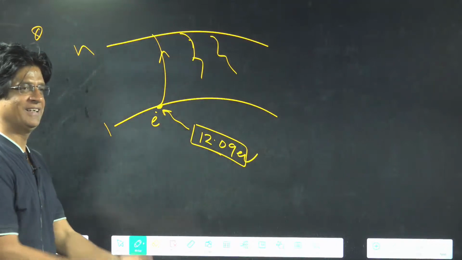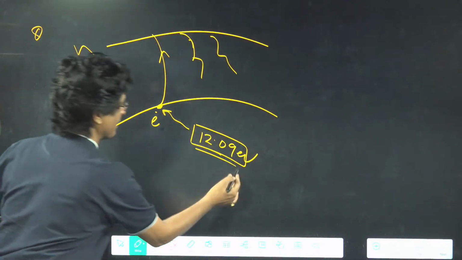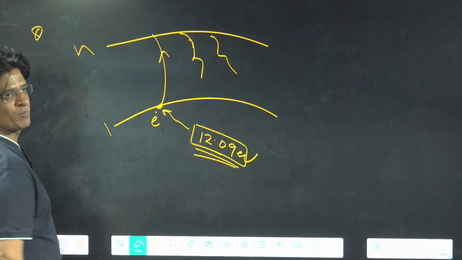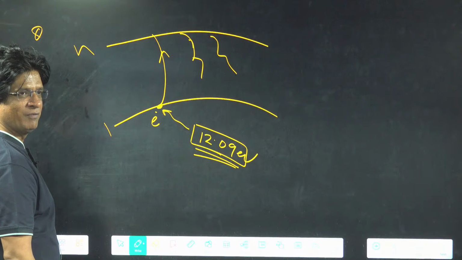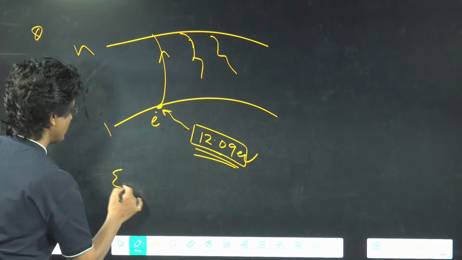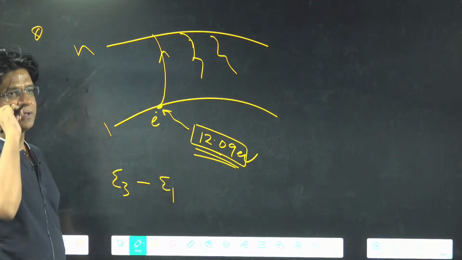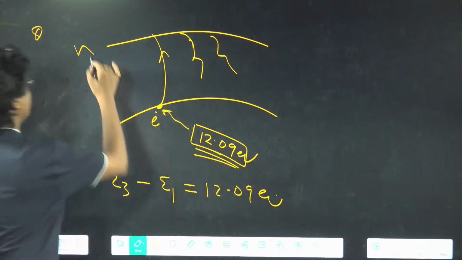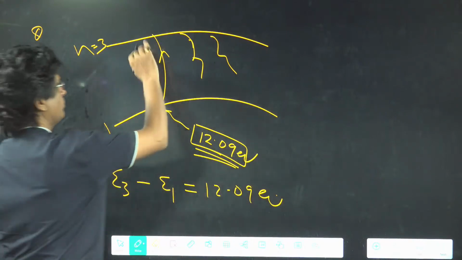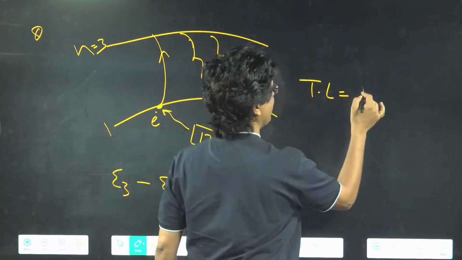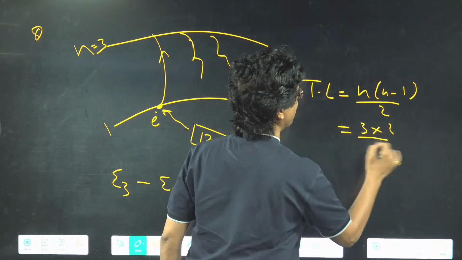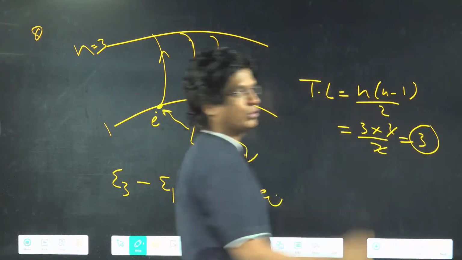So this gap, one should remember, when you see this gap, understand this is what? The gap between which orbit? E3 minus E1. Yes or no? E3 minus E1 is equal to 12.09 electron volt. That means this n should be equal to 3. Now from 3 to 1, total lines formed will be how many? n into n minus 1 upon 2, equal to 3 into 2 by 2, which is 3 lines. So total lines will be 3.